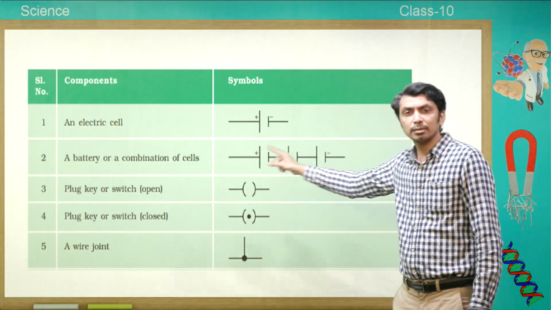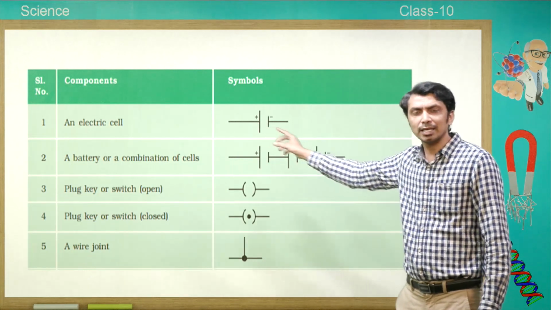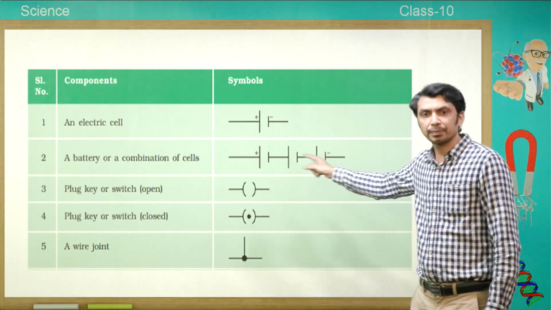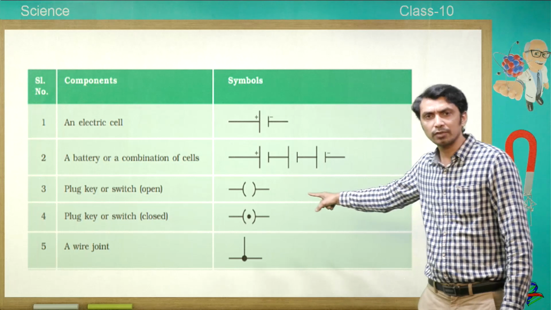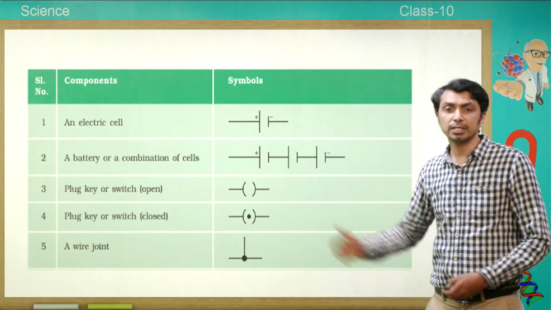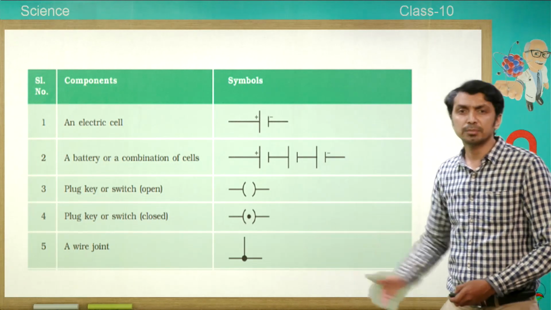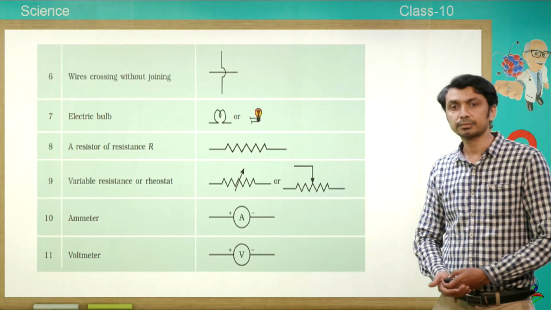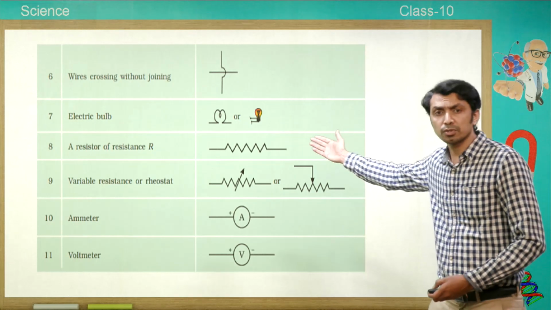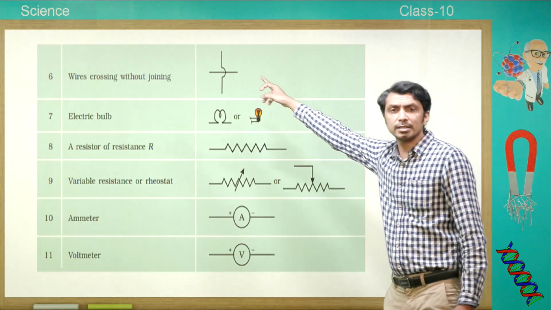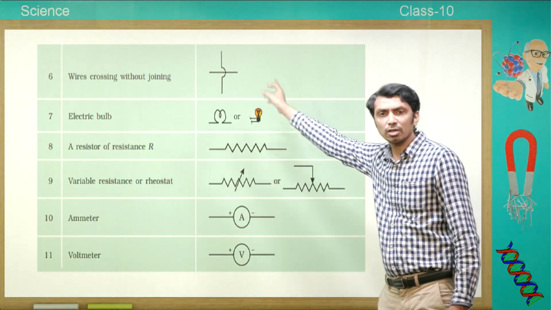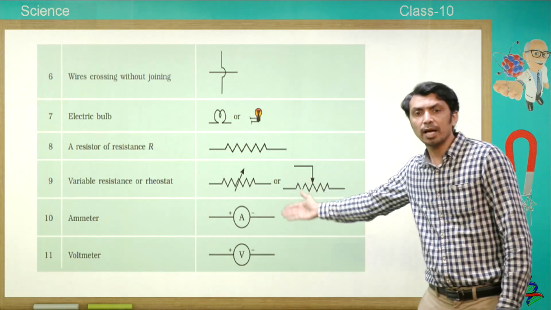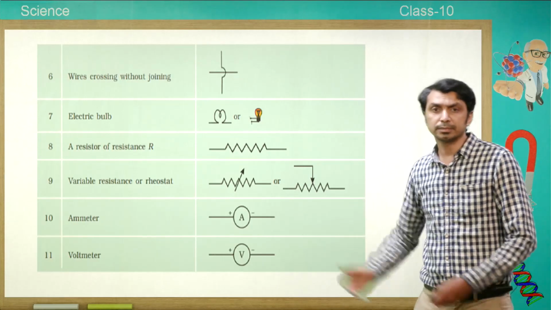A battery, what is the difference between a battery and a cell? In a battery we will be having more than one electric cell. So, this is the switch that we are seeing, or plug key. In the same way, you can see various types of electric symbols for electric components. Here also you can see two wires which are crossing without joining, and the symbol of ammeter and voltmeter.